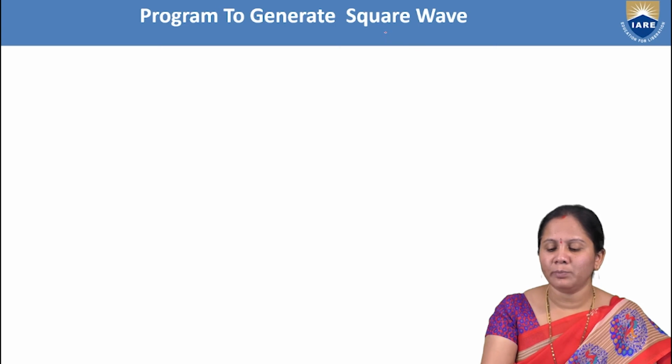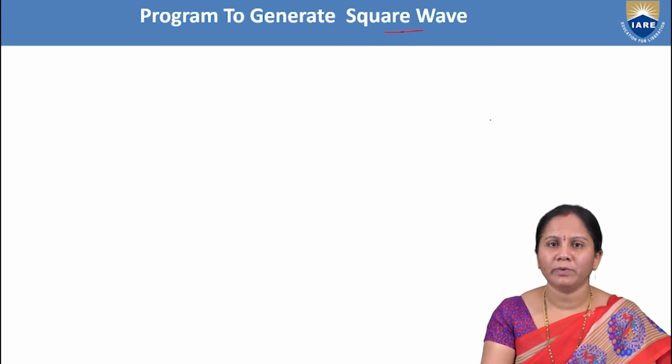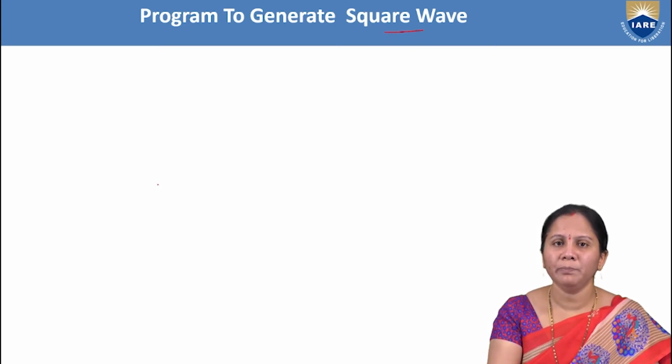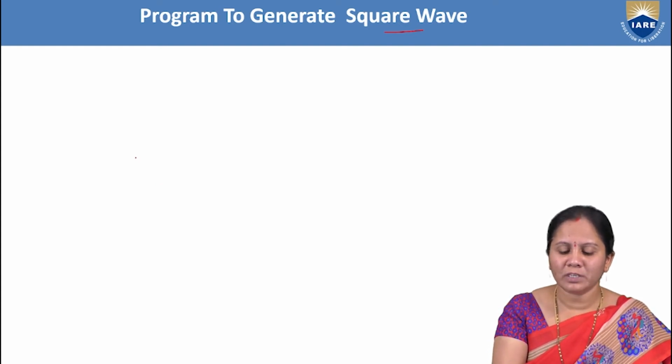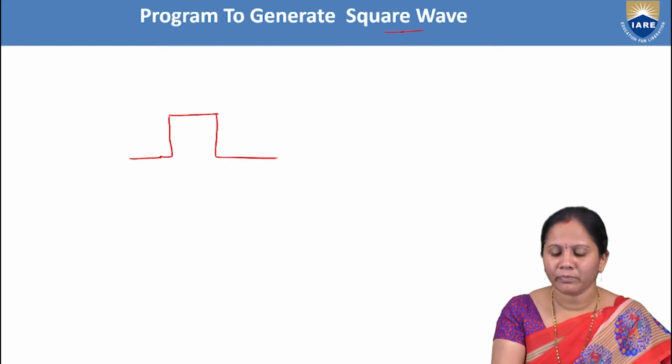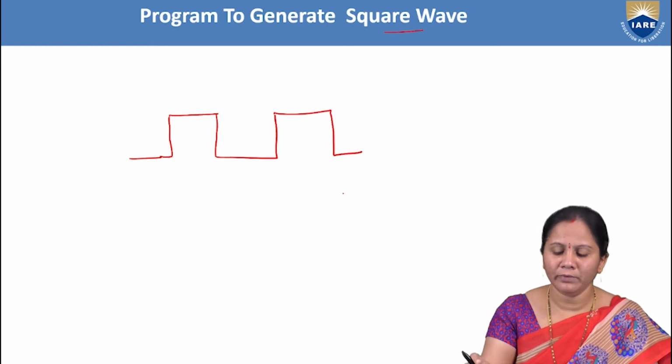So this is the program to generate the square wave. First we have to do some analysis of how to write the program. If you see here, this is the square wave.